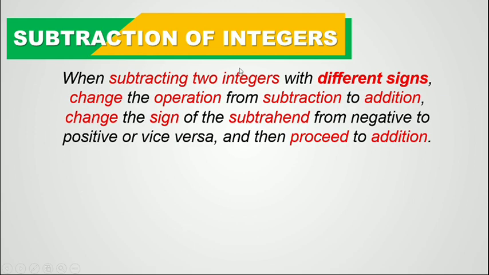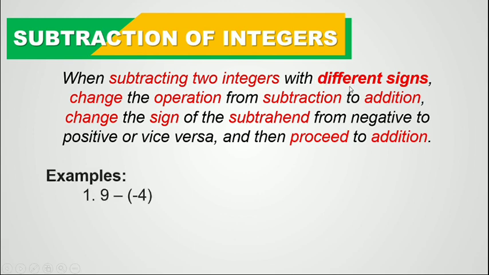Now, when subtracting two integers with different signs, change the operation from subtraction to addition. The first thing that you have to do is change the operation from subtraction to addition. Change the sign of the subtrahend from negative to positive or vice versa, and then proceed to addition. You do this when you are subtracting two integers with different signs.